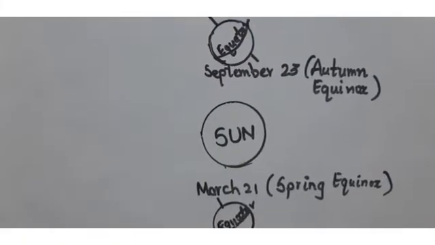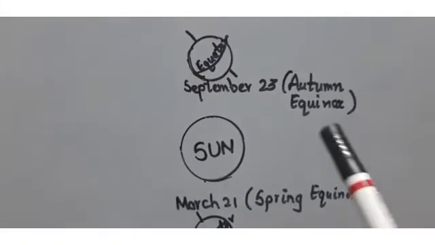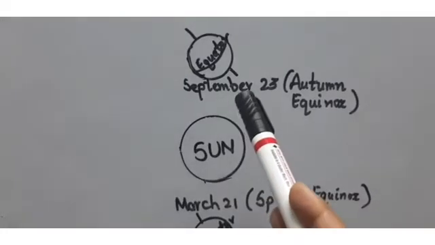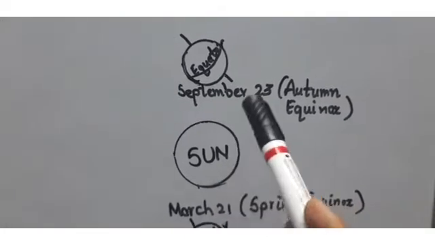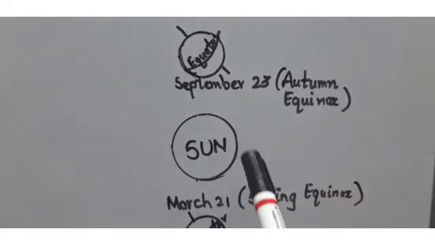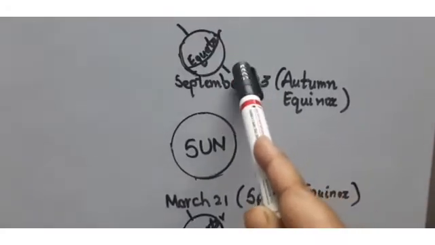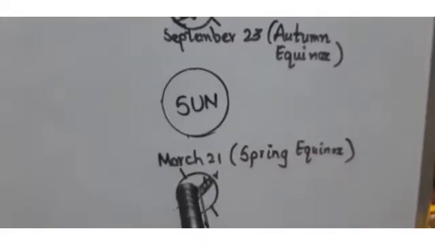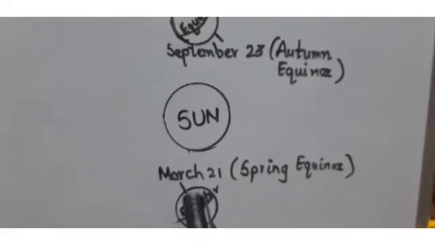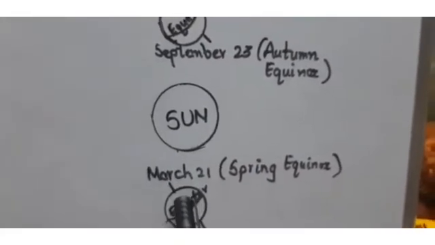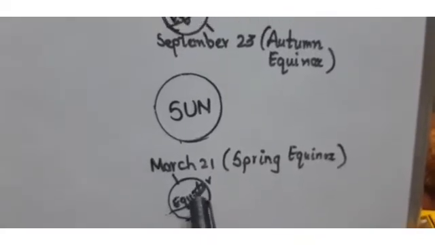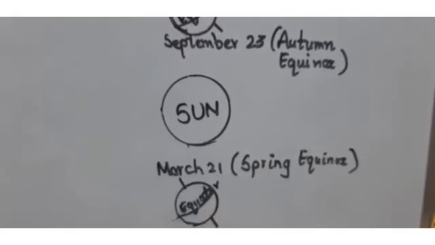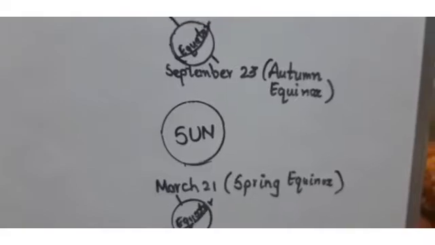Then comes equinox. What is equinox? It is when the Earth is neither tilted towards the Sun nor away from the Sun. The northern hemisphere and the southern hemisphere are equally away from the Sun. This is known as equinox.